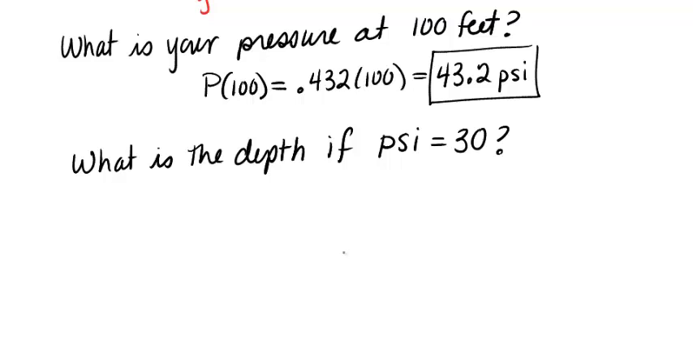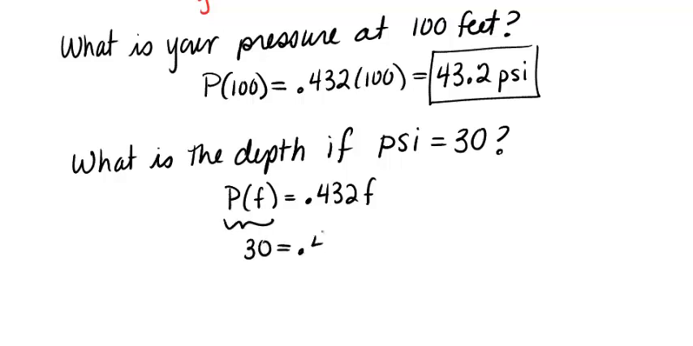Okay, so this time what we need to do is put in 30 for our pressure. So we're going to say our pressure at a given depth in feet equals 0.432 F, and we're going to replace the pressure with 30. So 30 equals 0.432 F, and now we'll be able to figure out what our feet is. So we have to just divide both sides by our multiplier. So let's go ahead and solve this equation. Divide by 0.432.